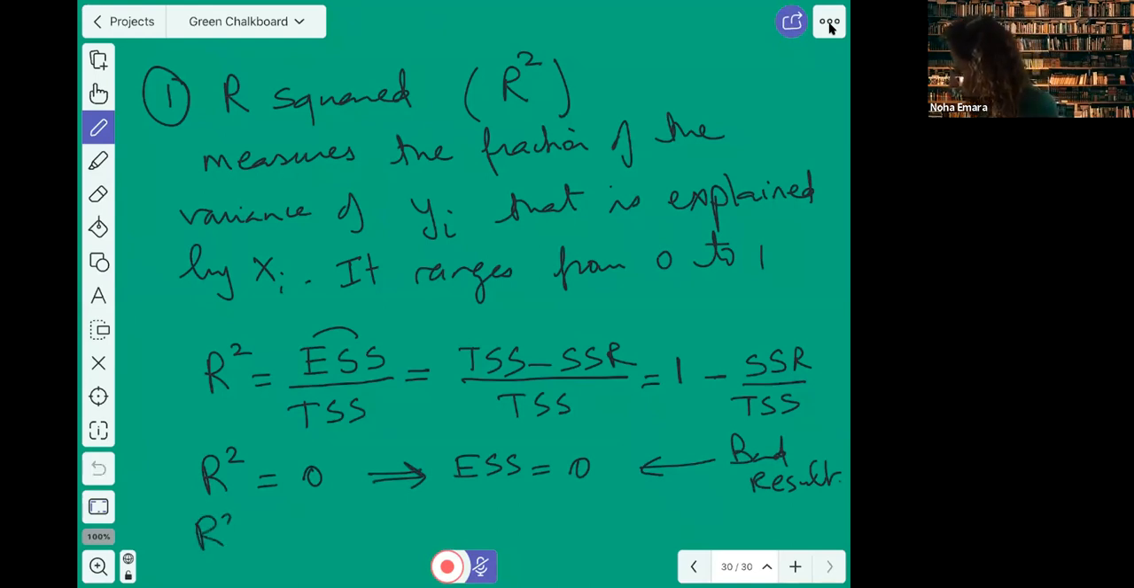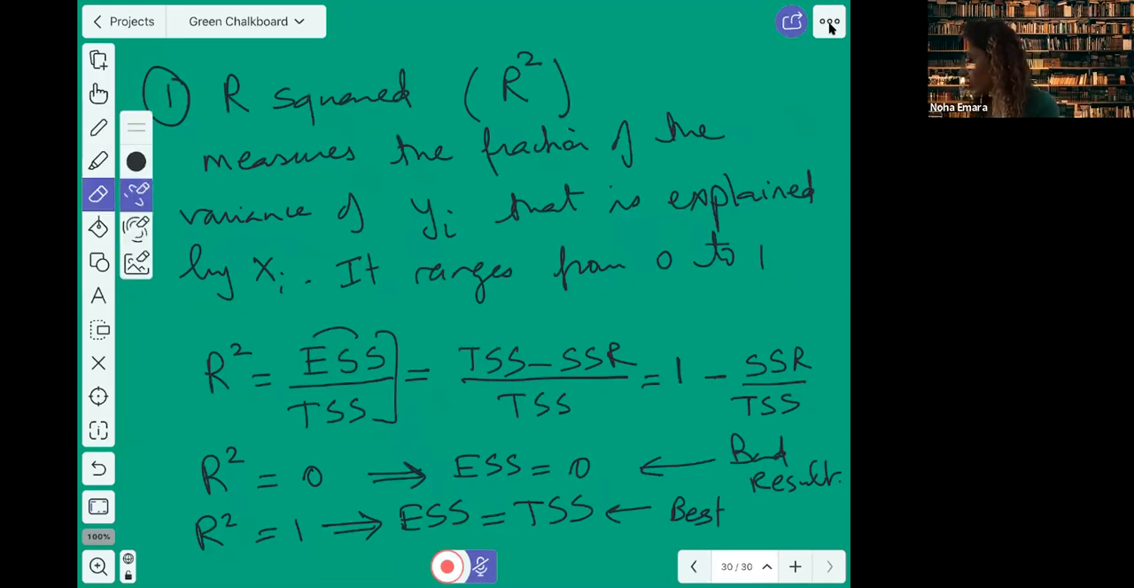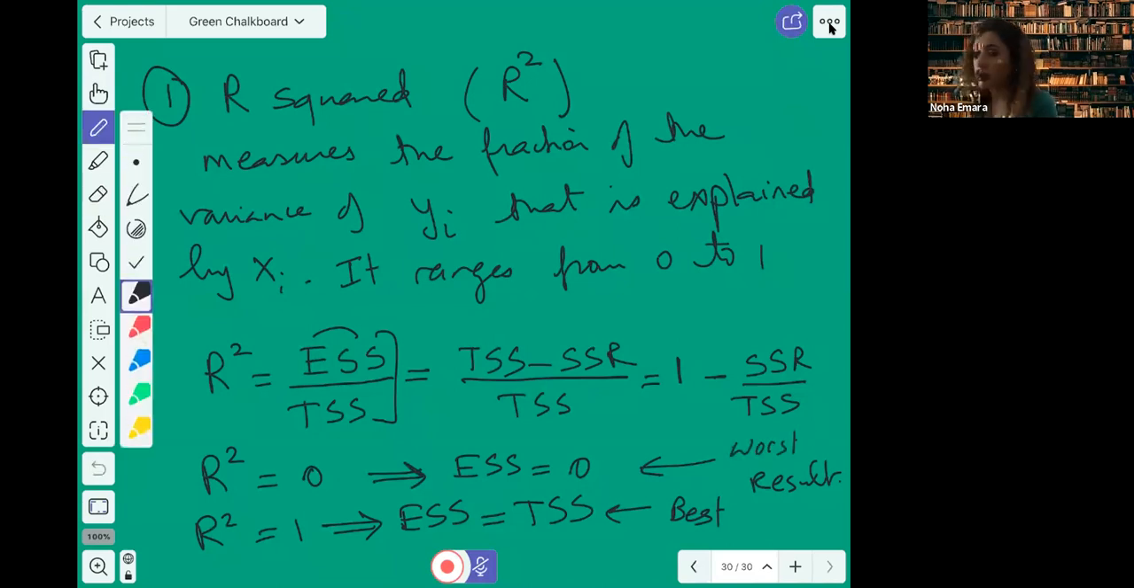The other extreme, which is the best case scenario, is that if the R squared is one, then these two have to be equal, right? So my explained sum of squares is simply equal to the total variation in the model. So the total variation in the model is 100% explained. And this is the best result ever. So this is actually the worst result that you can get, and this is the best result ever. Okay?